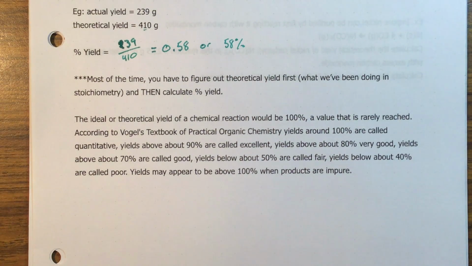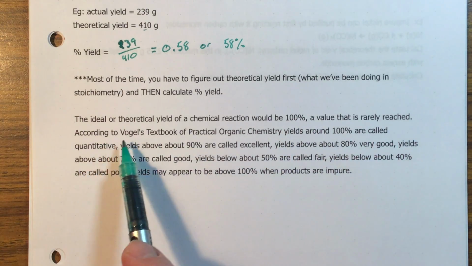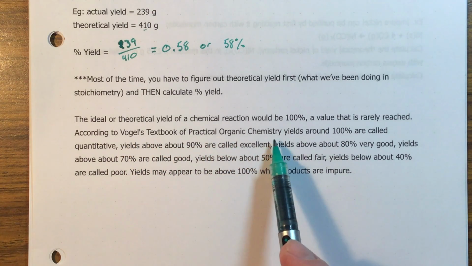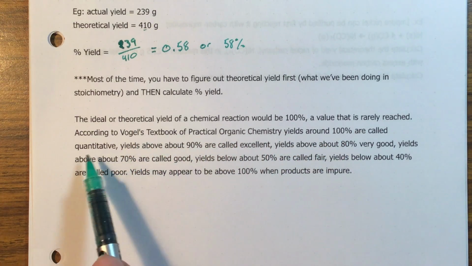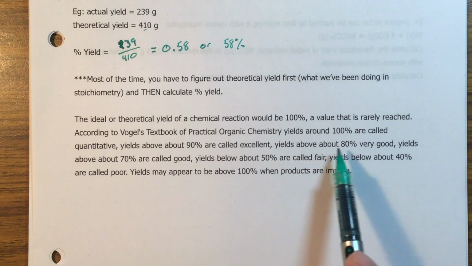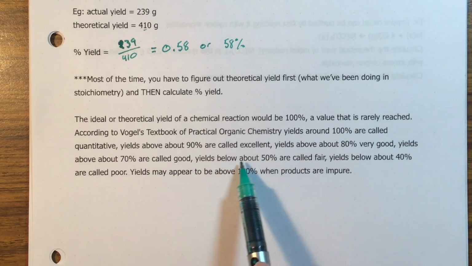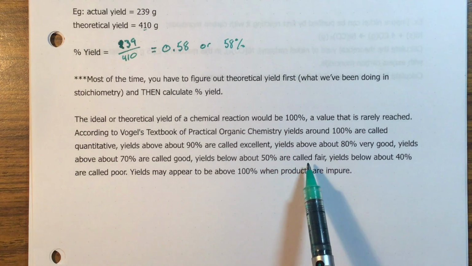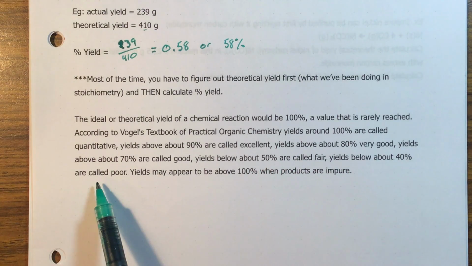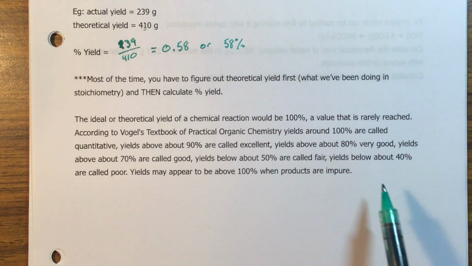Right, so an ideal or theoretical yield of a chemical reaction would be 100%. That value is rarely reached. According to Vogel's Textbook of Practical Organic Chemistry, yields around 100% are called quantitative. Yields above about 90% are called excellent. Yields above about 80%, very good. Yields above about 70%, good. Yields below 50% are fair. Yields below 40% are poor. Yields may appear to be above 100% when products are impure.